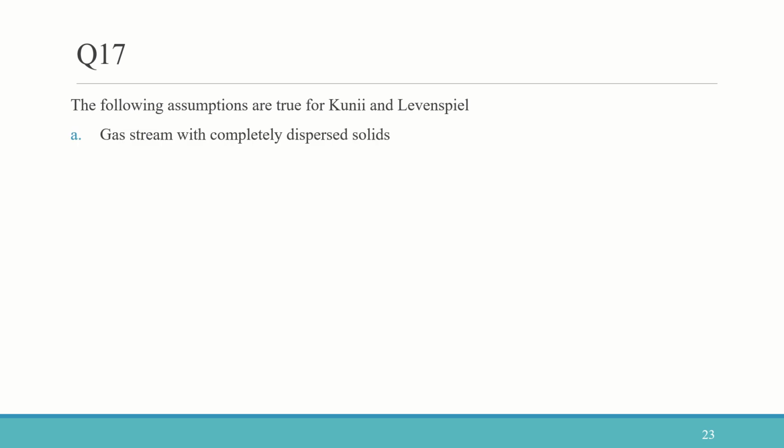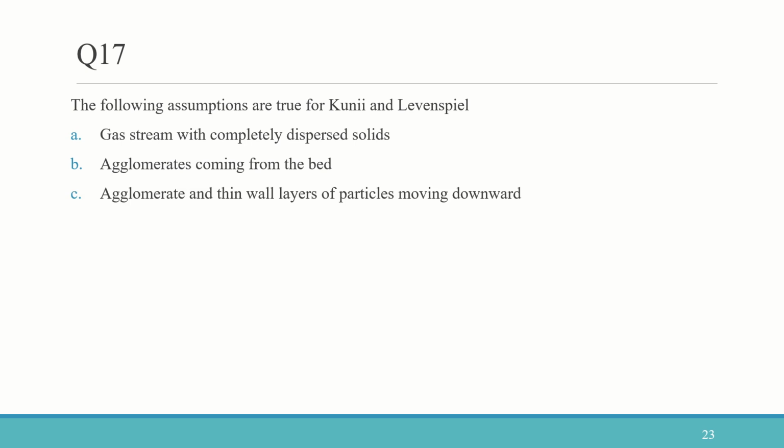Now let us go to question 17. In question 17 it is given that the following assumptions are true for the Cooney-Eleven spill. Option A, gas stream with completely dispersed solids. Option B, agglomerates coming from the bed. Option C, agglomerates and thin wall layers of particles moving downwards. Option D, all of these is the right answer.